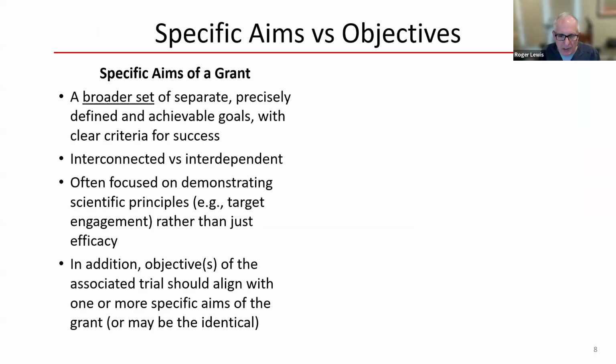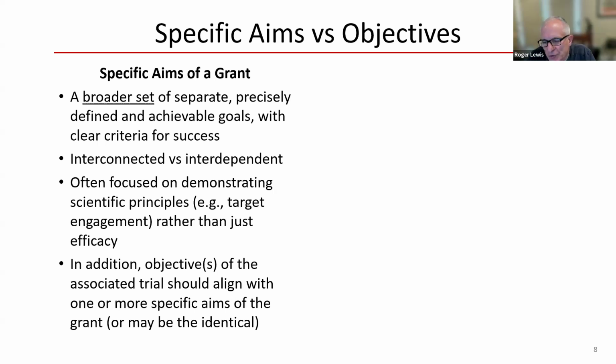So at this point, what I would like to do is come back to this distinction that I think actually is the one that trips up our students, and I have to say our faculty as well, more than any other. And that's what is the difference between a specific aim in a grant and an objective statement in a clinical trial protocol.